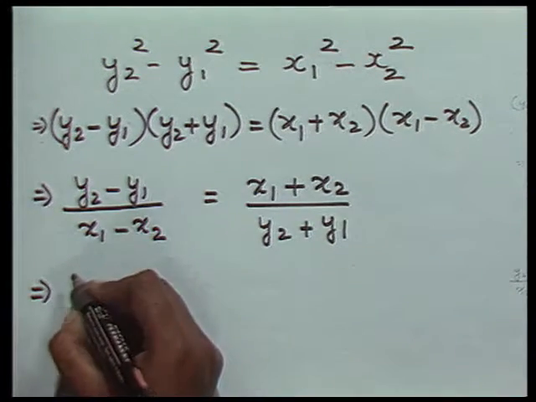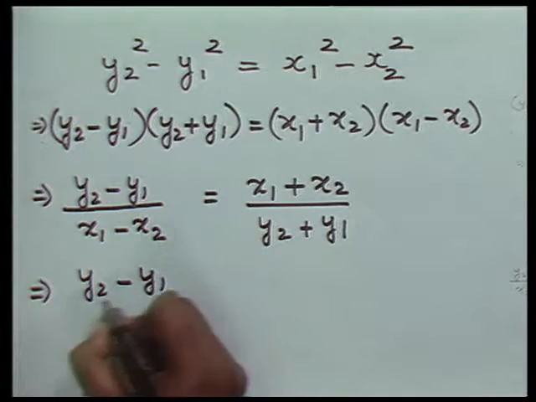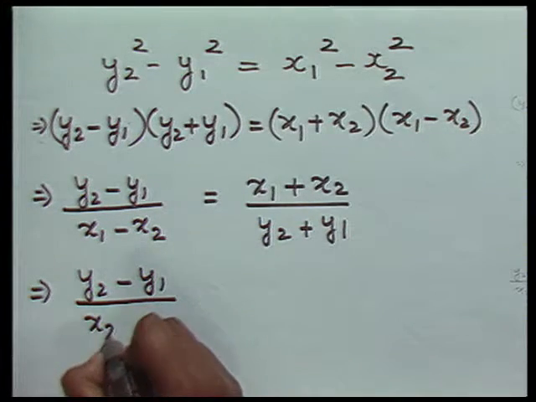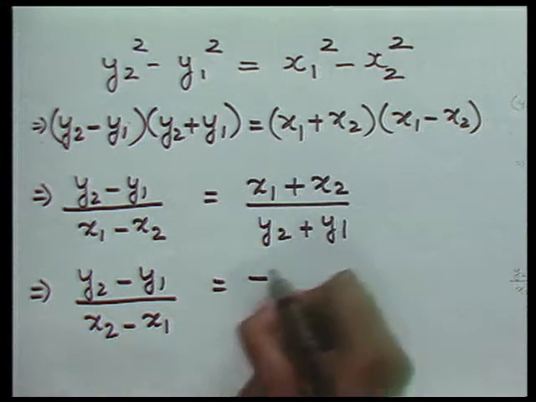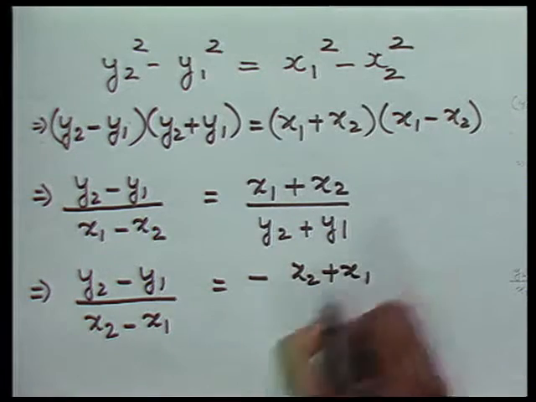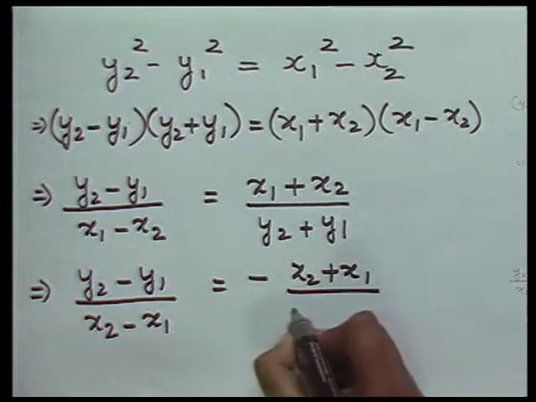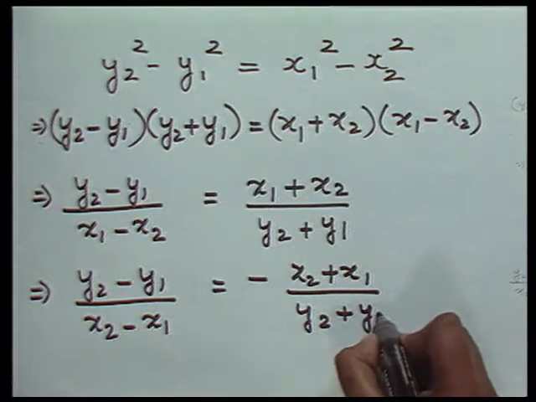which further gives us, taking the negative sign common, y2 minus y1 upon x2 minus x1 is equal to minus of x2 plus x1 upon y2 plus y1.